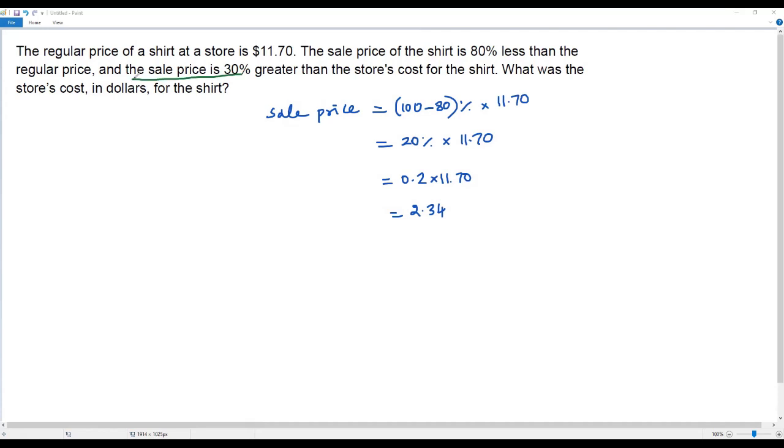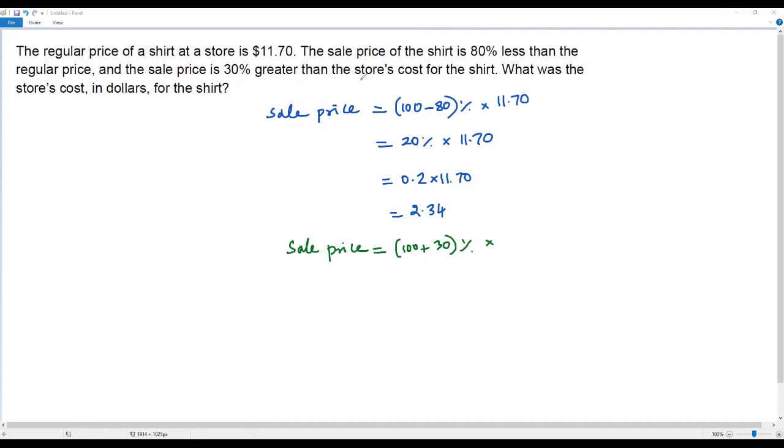That is, the sale price is 30% greater than the store's cost for the shirt. Now we can write this information as an equation. That is, sale price equals, 30% greater than means we have to add this 30 to 100. Here, 100 plus 30%. Actually, in the first information, 80% less than, we subtracted 80 from 100. Here 30% greater than means we have to add 30 to 100 times the store's cost for the shirt.